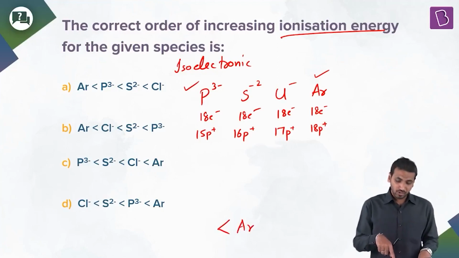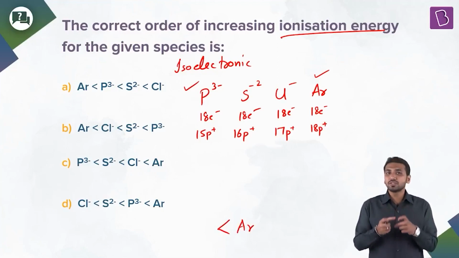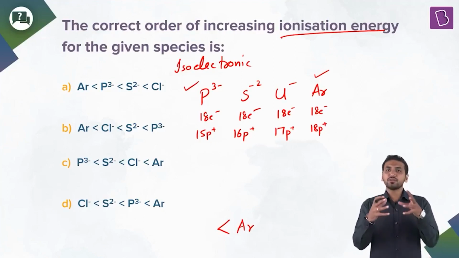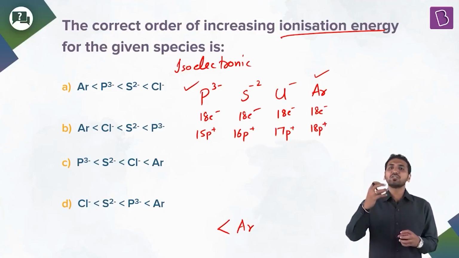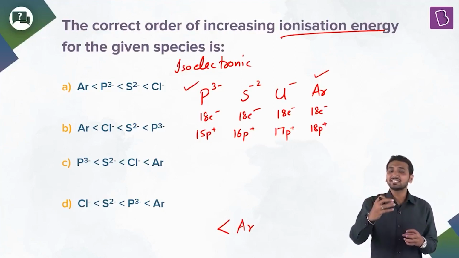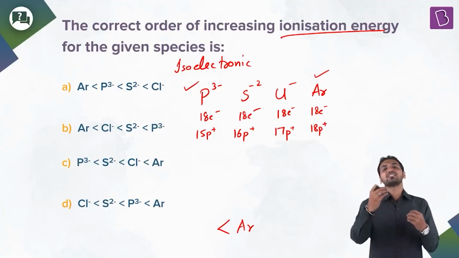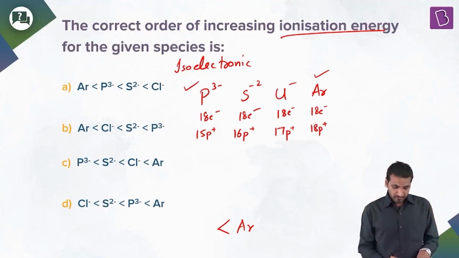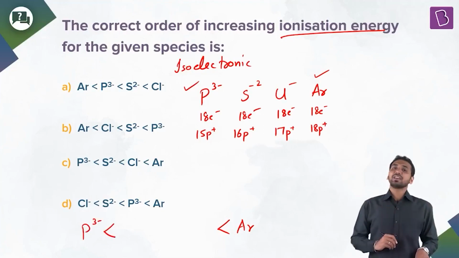If you observe P3 minus, 15 protons are going to pull the electrons. So 15 protons is the least number. If nuclear pull is less, then the outermost electron will feel less attraction, and it is going to be easy to remove that electron. So P3 minus will have the least ionization energy.